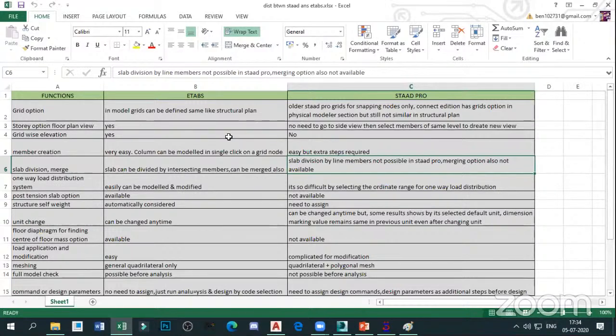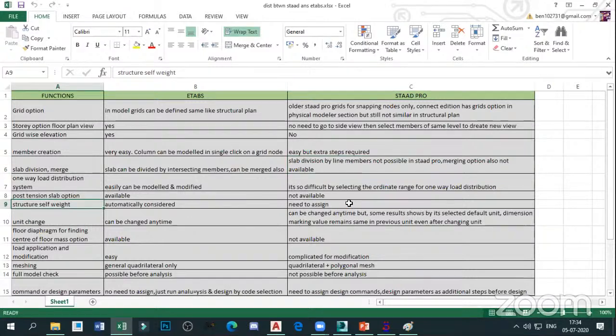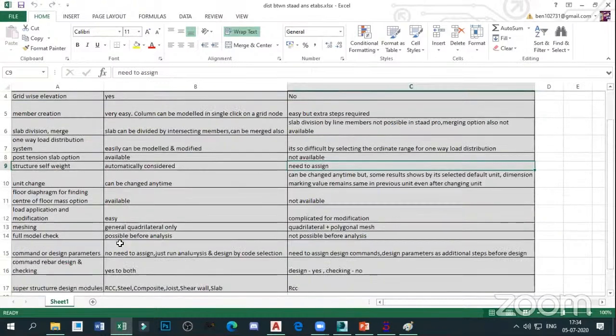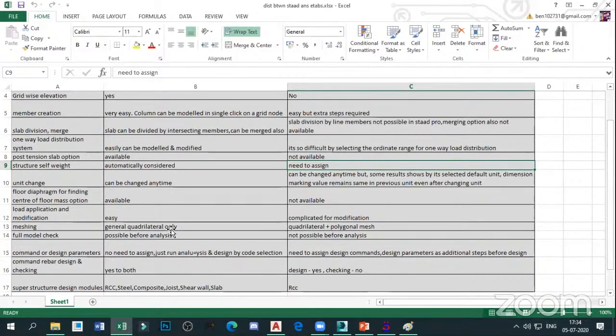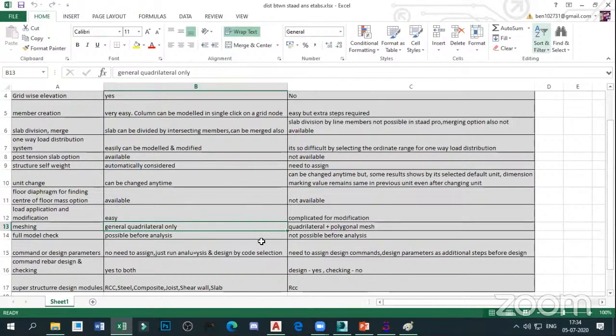In ETABS there is a model grid design analysis. It's very easy for column analysis. It easily analyzes the structural self weight, but that is not available and not possible in STAAD models. In STAAD you can analyze things like floor diaphragm designs, then meshing. Quadrilateral and polygonal meshing are available in STAAD Pro, but in ETABS generally only quadrilateral is available.